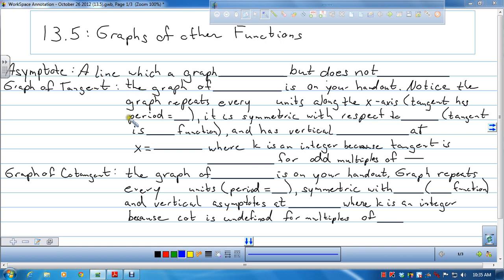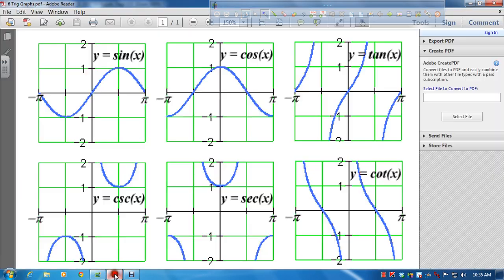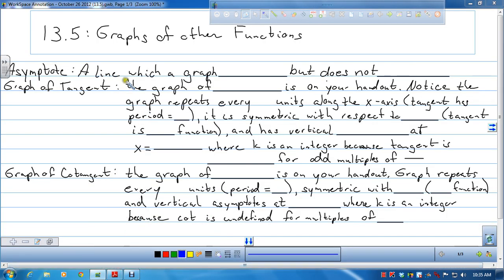The first thing you should have here is your guided notes along with your handout. And here it's in color. Your handout was not in color. So you'll want to follow along with those as we go through.